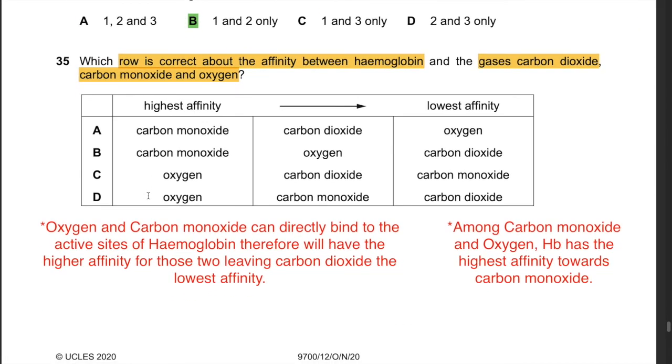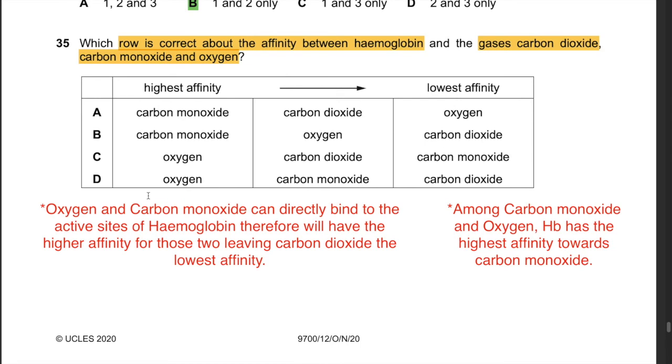Question 35. Which row is correct about the affinity between hemoglobin and the gases carbon dioxide, carbon monoxide, and oxygen? One thing you should realize is that hemoglobin has the highest affinity towards carbon monoxide and the lowest affinity towards carbon dioxide. It is because oxygen and carbon monoxide can directly bind to the active sites of hemoglobin, therefore will have the higher affinity compared to carbon dioxide, as carbon dioxide cannot bind to the active site of the hemoglobin. Among carbon monoxide and oxygen, hemoglobin has the highest affinity towards carbon monoxide, therefore the answer is B. Highest affinity is carbon monoxide, followed by oxygen, then followed by carbon dioxide.